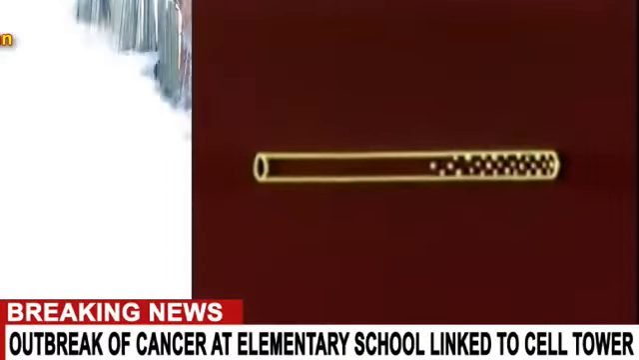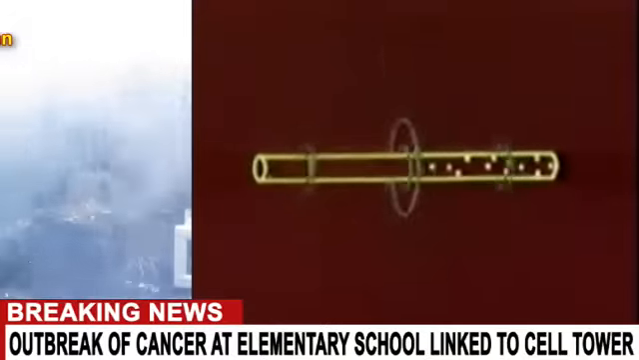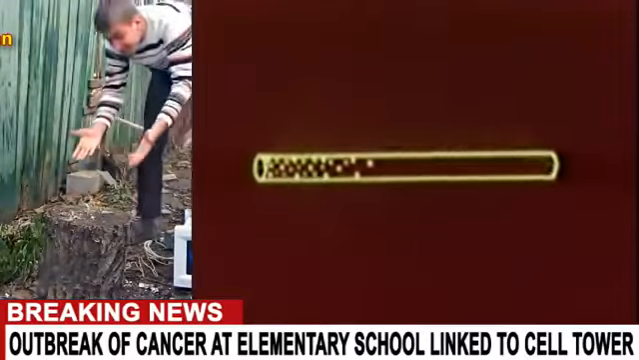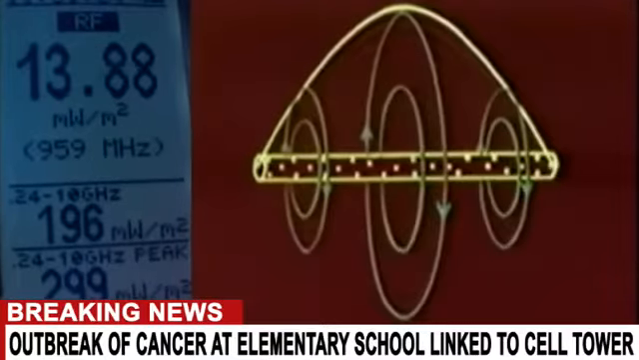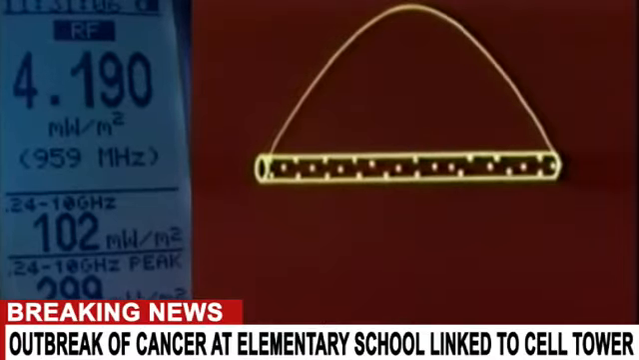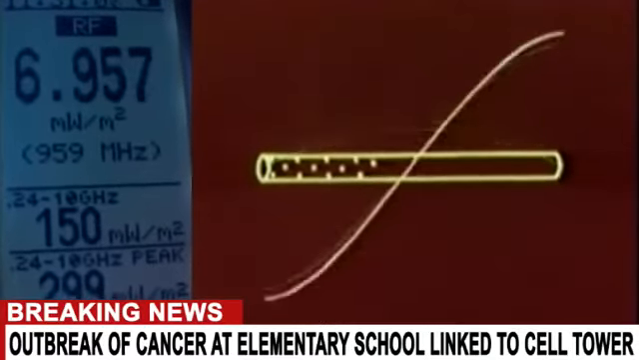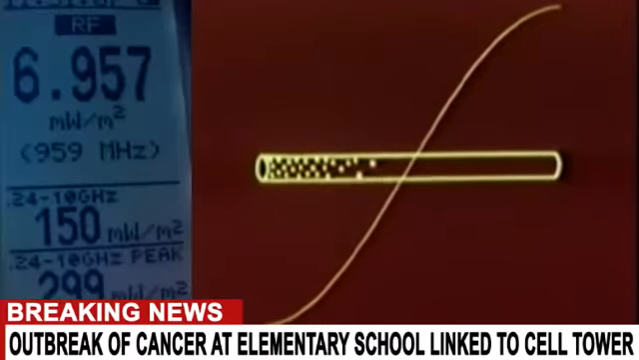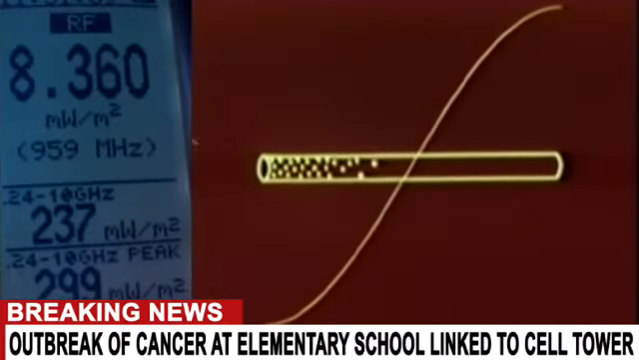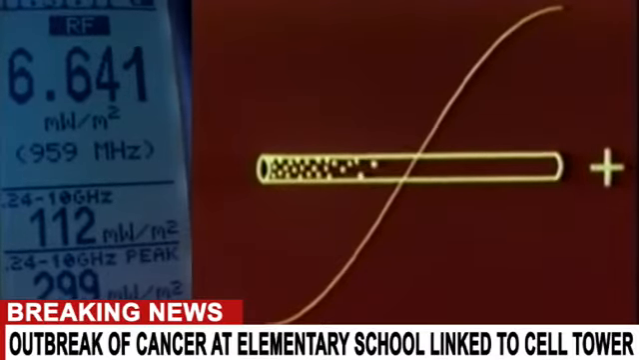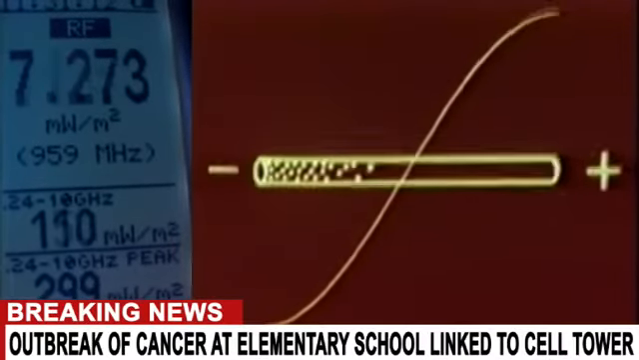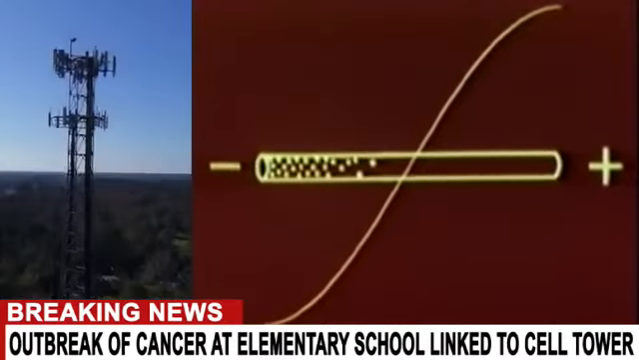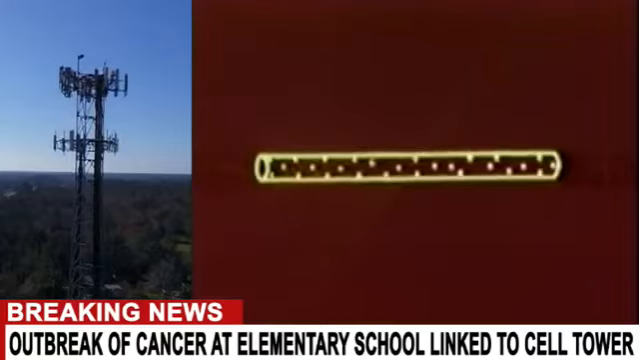The strength of this field is proportional to the amplitude of the current standing wave. This current standing wave is 90 degrees out of phase with the voltage standing wave. At this instant, the antenna has a positive voltage at this end and a negative voltage at this end. When the voltage builds in the opposite direction, the polarity reverses.